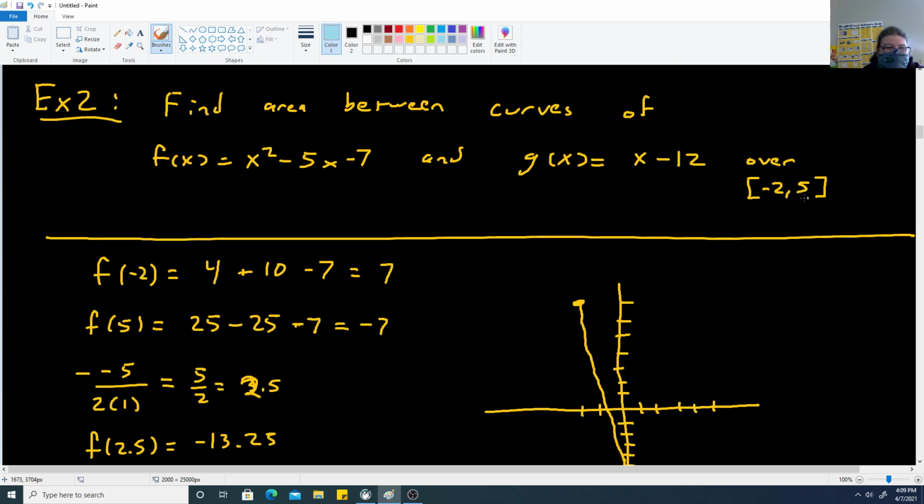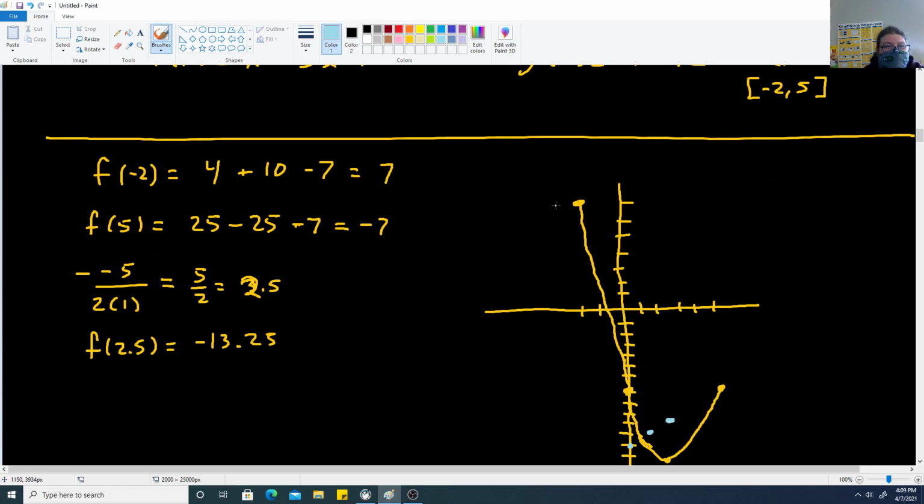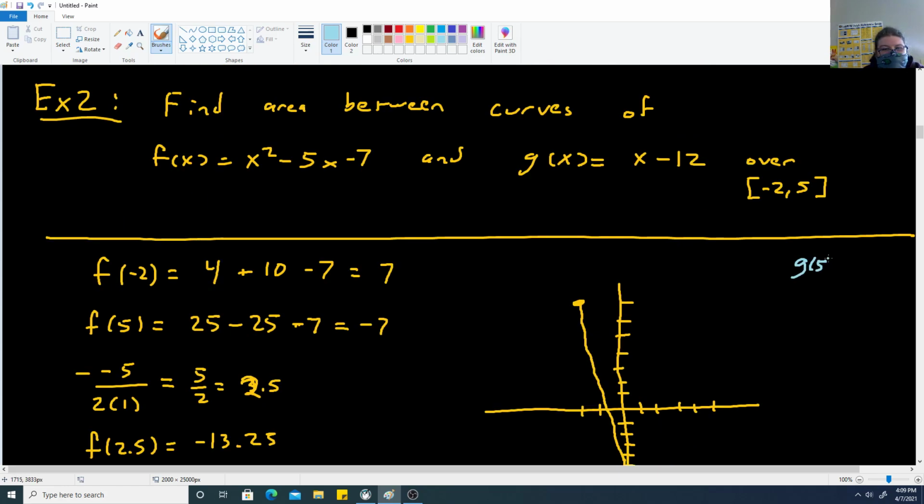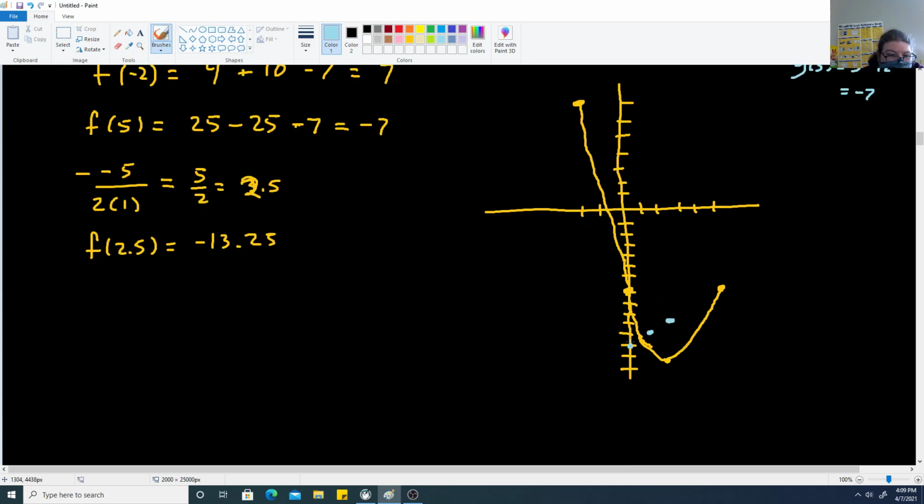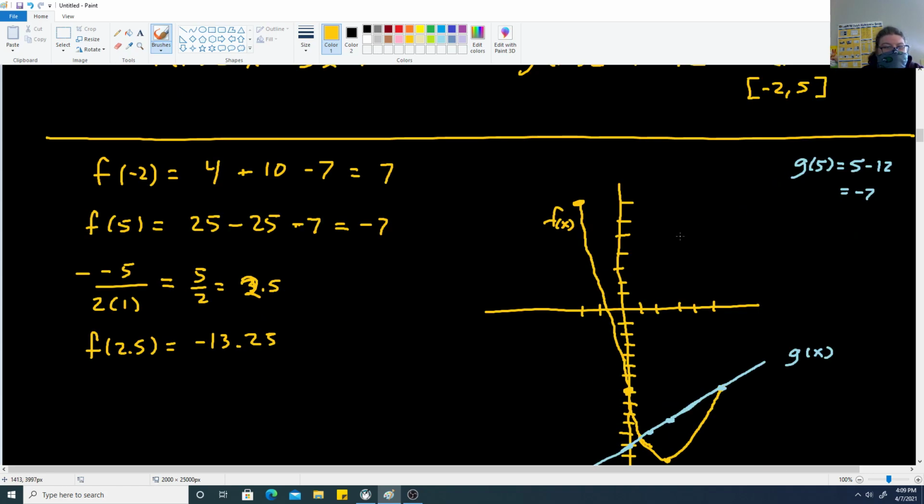But let me see, where do we stop at f of 5, or sorry, g of 5. So g of 5 would be 5 minus 12, which is negative 7. So g of 5 is negative 7, which happens to be right here. So our line g of x looks like this, our function f of x looks like that. And the area that we're trying to keep between these is going to be -2 up to +5.